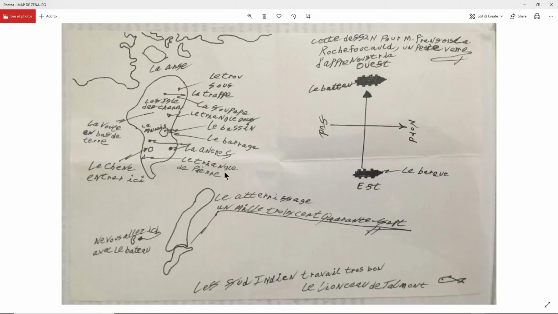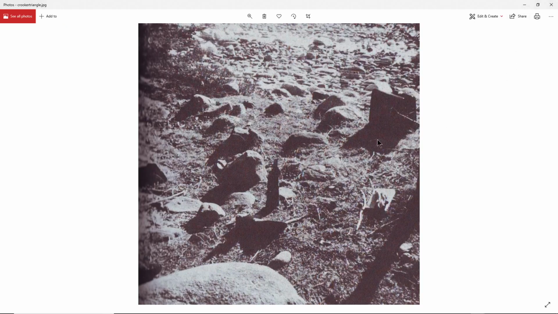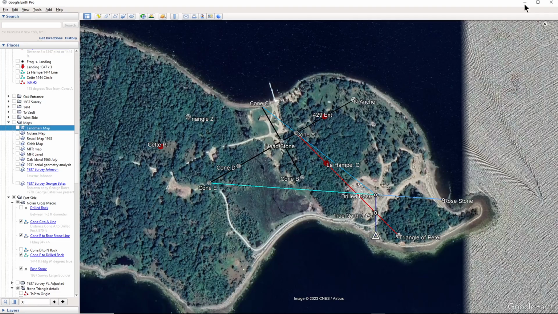Today, I'm going to talk about the Triangle de Pierre on Zena Halpern's map, which is located right here, and the stone triangle. Now, I'm going to give you some geometric evidence that will show that the stone triangle that used to be on Oak Island, which was taken away in 1966 by Robert Dunfield, is the Triangle of Peter, or the Triangle of Rock. So let's go to Google Earth.